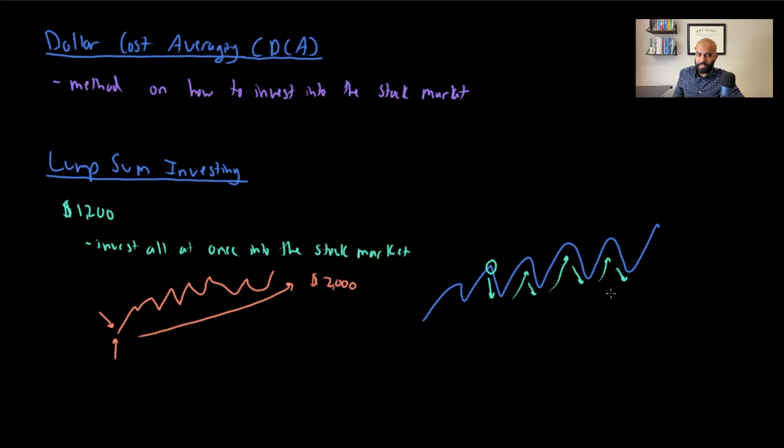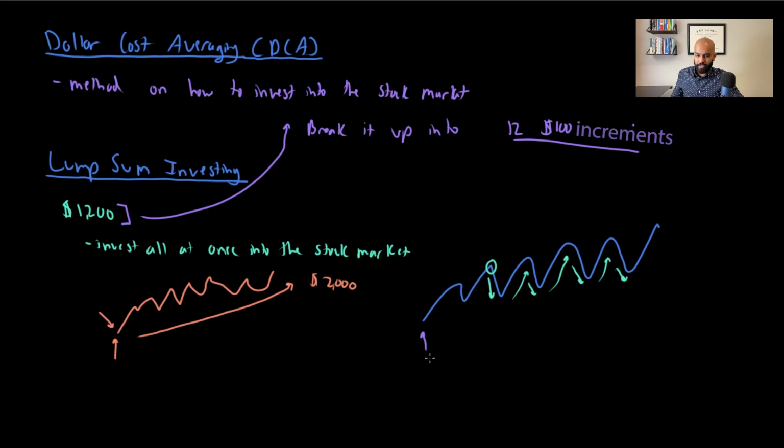So this is where dollar cost averaging comes in. What if instead of investing the entire $1,200 at once, you break it up into 12 $100 increments? Right here, you invest 100. Right here, you invest 100. Goes down, it doesn't matter, you invest 100. Goes up, it doesn't matter, you invest 100. You do this over and over again, every single month or every single week, as long as it's on a set schedule. This is actually easier for you as well because everything's automated, so you don't even have to worry about when to transfer money. It automatically gets transferred and you could be completely hands off.